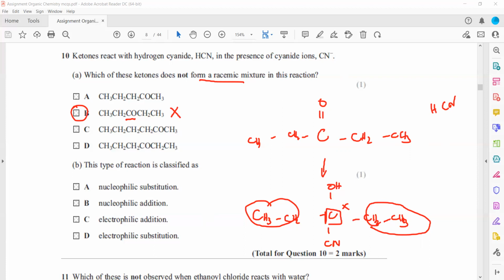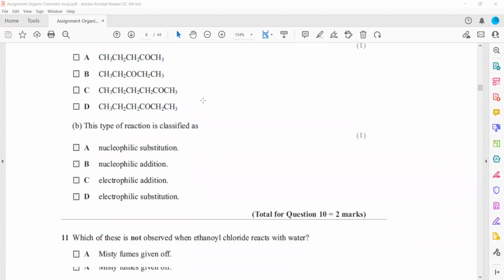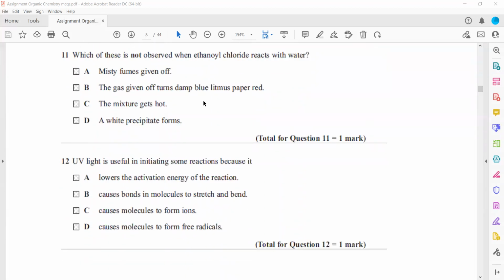Is this question clear? Then this type of reaction is classified by the fact that the reaction started when the nitrile group attacked the partial positive carbon, and there's no group leaving or substituted. It is addition because both H and CN are added, so it is a nucleophilic addition reaction. So the mechanism for this reaction, when HCN reacts with an aldehyde or ketone, is nucleophilic addition.